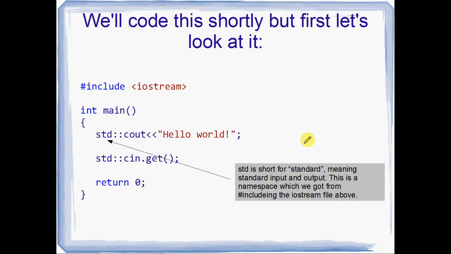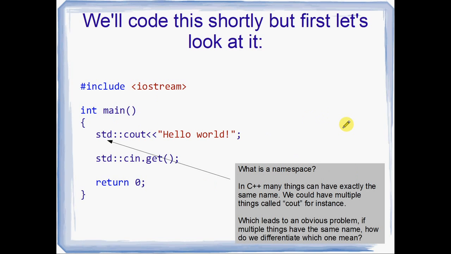std is short for standard, meaning standard input and output, and this is a namespace that we got from including the iostream file above. I think include hasn't got an e in it, including hasn't got an e in it. But anyway, iostream defines std. And a namespace.